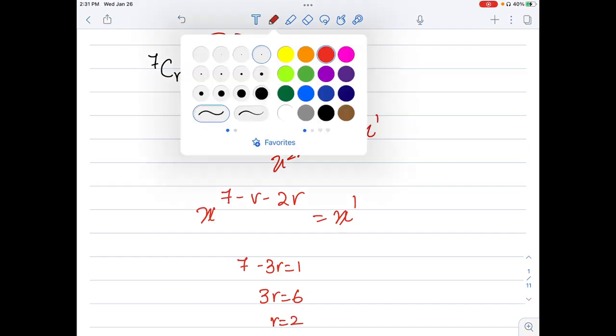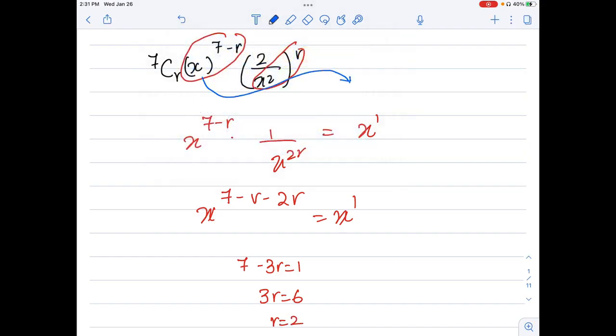So I want the coefficient. The coefficient is going to be 7C2 and 2 power 2, which is going to be 84. So the coefficient is 84.